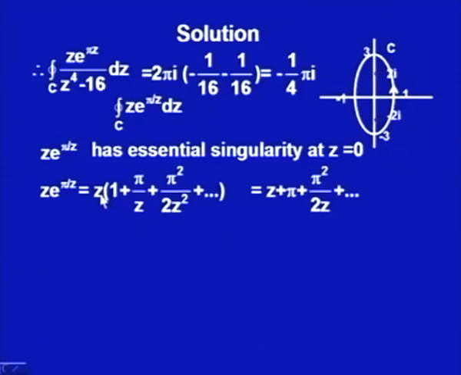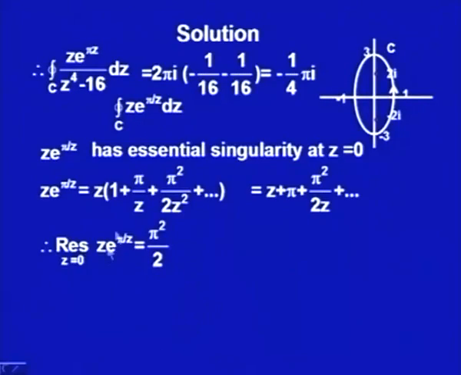So, what we get is z plus pi plus, on the positive ones, pi square upon 2z and so on. Now, here at z is equal to 0, we do have the residue, the coefficient of 1 upon z, is pi square by 2. Of course, the next term would be pi cube upon factorial 3 z square and so on. So, we do have our b1 as pi square by 2. So, the residue of this function z e to the power pi by z at z is equal to 0 is pi square by 2.